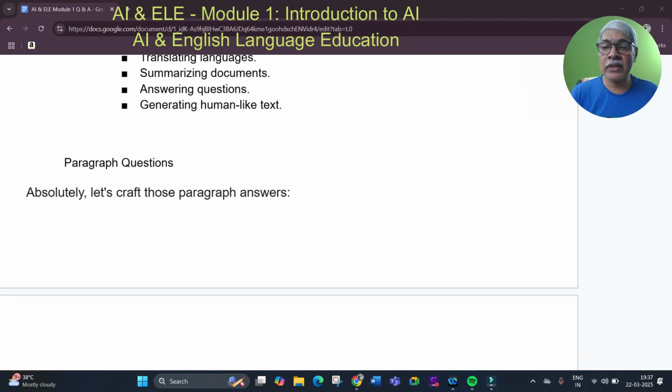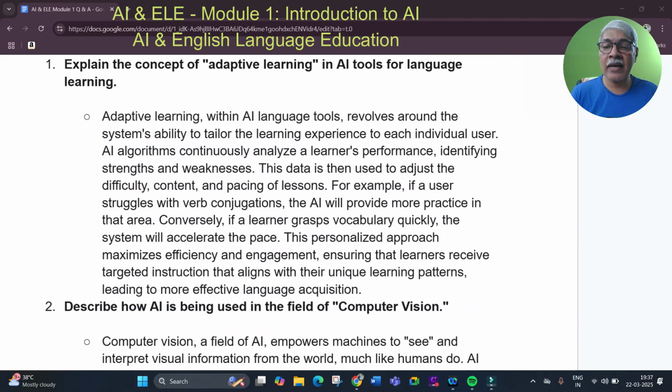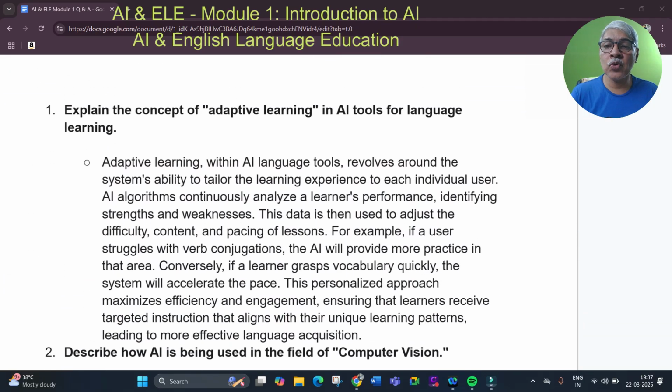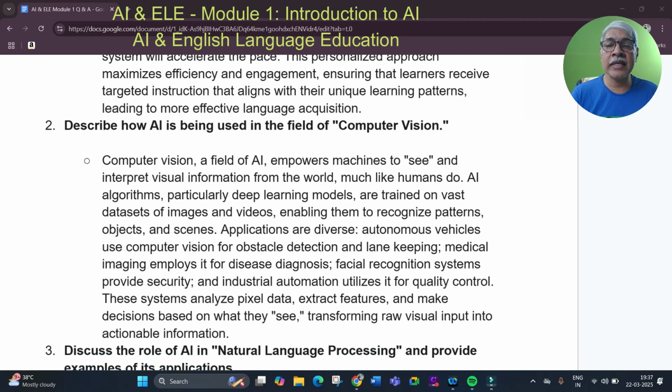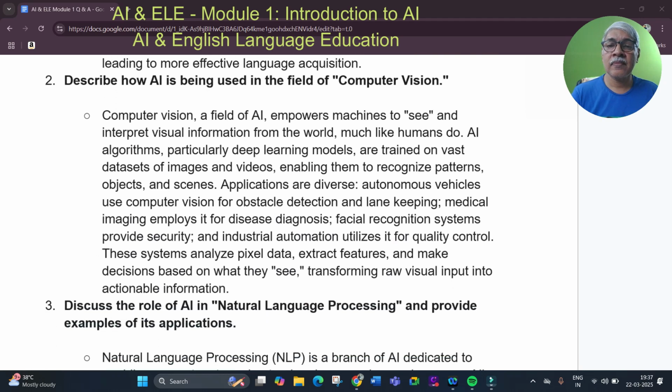Next is the paragraph questions, and in paragraph questions, maybe you could take a photo of this: explain the concept of adaptive learning in AI tools for language learning. Next is how AI is being used in the field of computer vision. So nowadays when you go to common stores, you have machines which read your eyes and give you a prescription. These are all using AI.